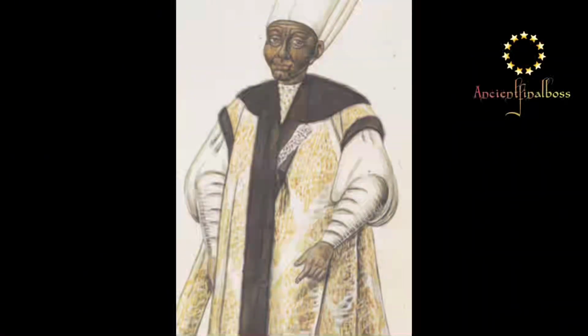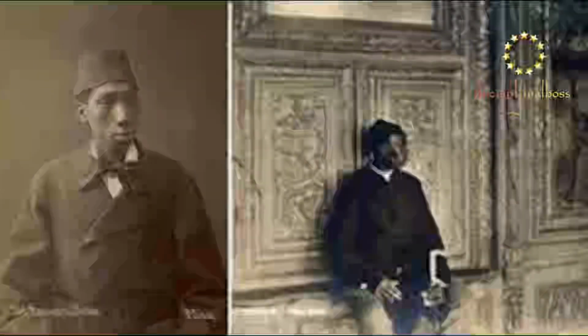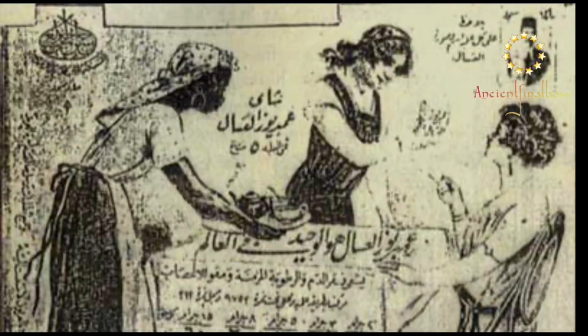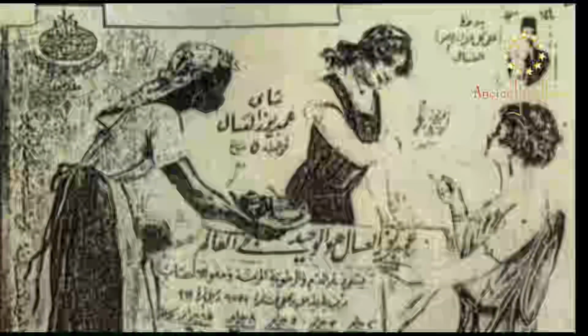To control and dominate, castration was employed by Arab slavers as a means of exerting control. Enslaved males who were castrated were forcibly removed from their communities. It was said that the black blood flows towards the north. The equator smells corpses.